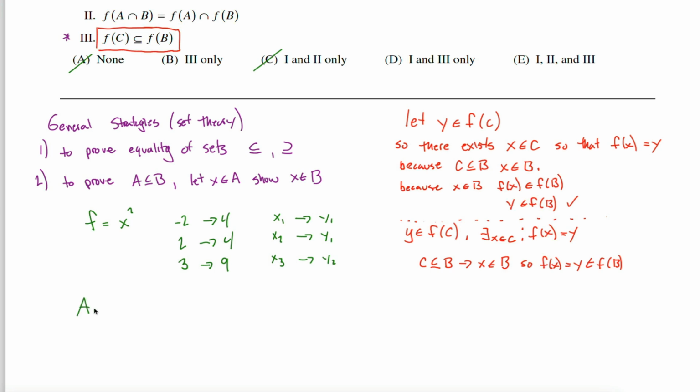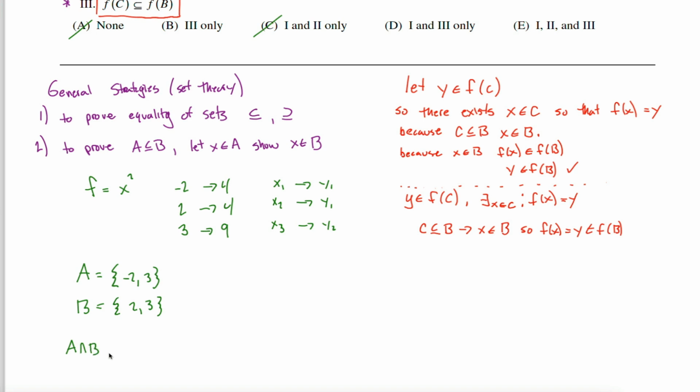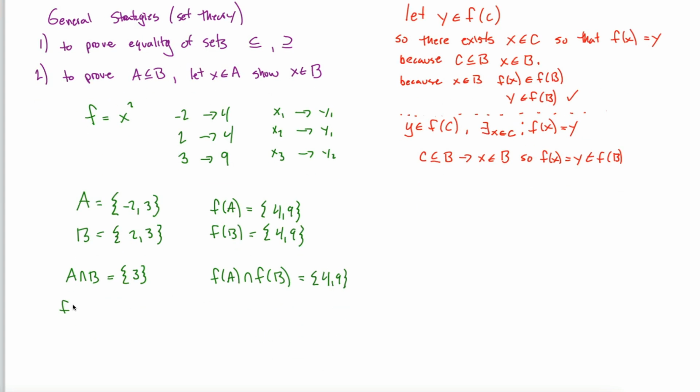Anyways, let set A be equal to the set containing the elements -2 and +3. Then set B is the set containing the elements +2 and +3. If we consider A intersect B, we look for all the elements that are in both of these sets, and we'd only have the element 3. But if we look at f of A, we get the elements 4 and 9. And if we look at f of B, we also get the elements 4 and 9. So the intersection of f of A and f of B contains the elements 4 and 9. But if you compare that with f of this intersection, well, that would just be f of 3.